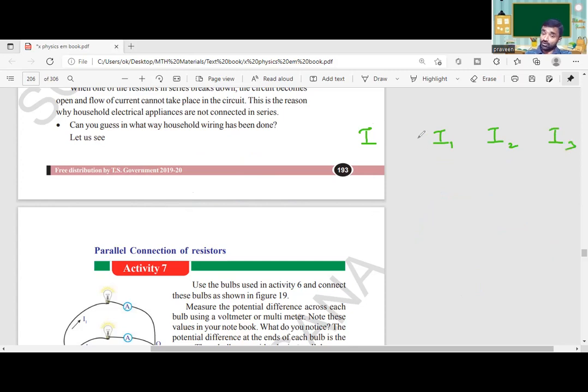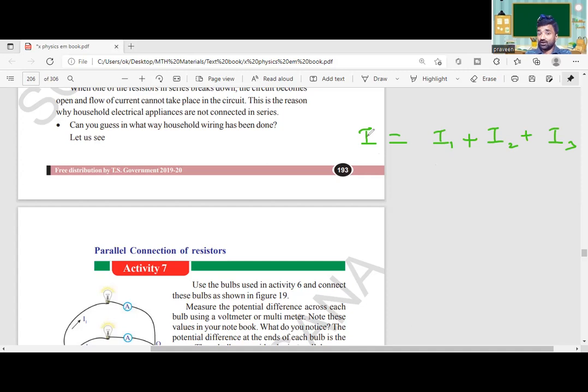Then how do you establish a relation between these four currents, the overall current and the remaining three currents? Is it I1 into I2 into I3, or I1 minus I2 minus I3, or I1 plus I2 plus I3, or I1 plus I2 minus I3? You can follow many combinations. Finally you realize I1 plus I2 plus I3 gives the current in the overall circuit. So I got the relation.